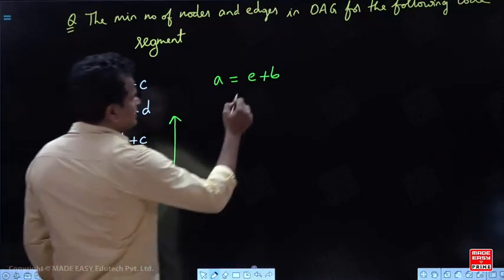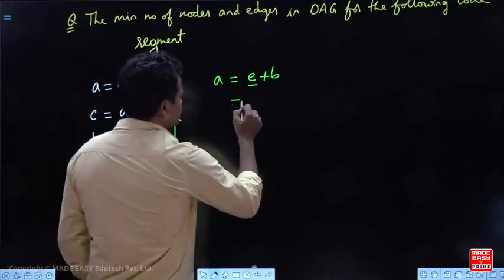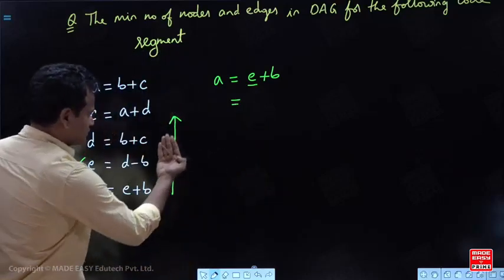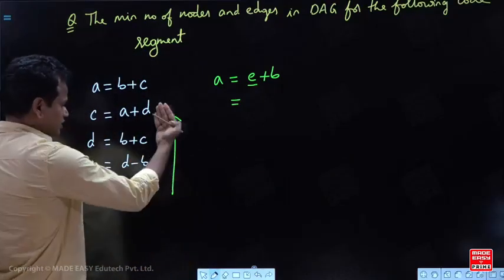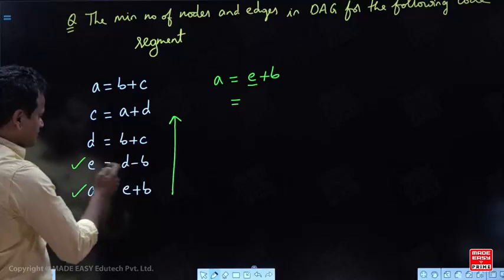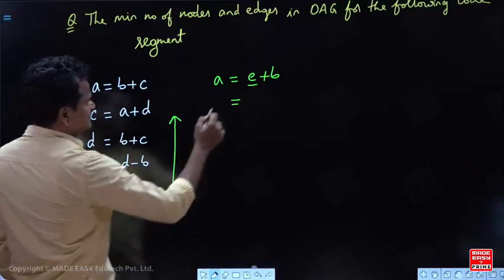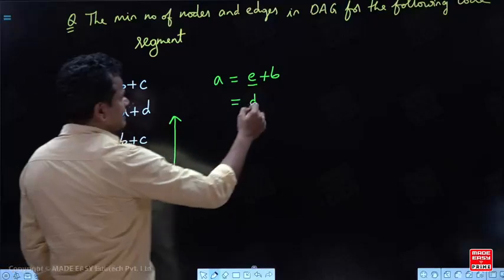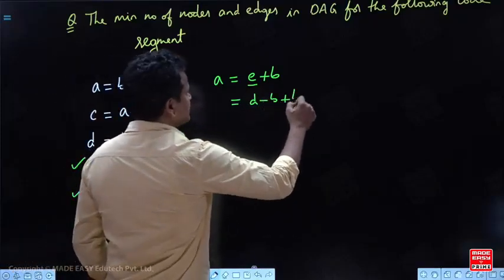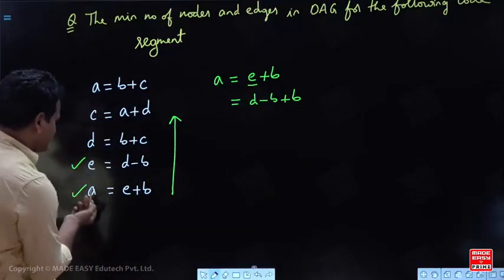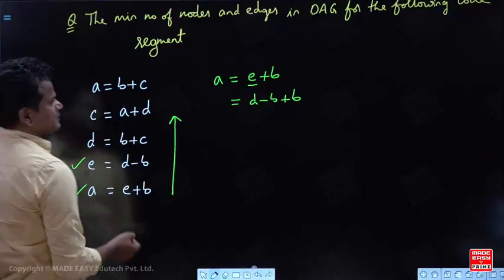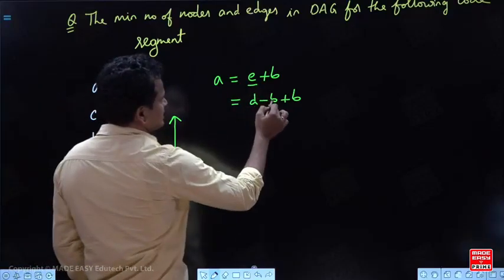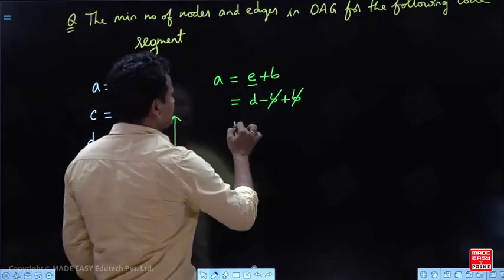D minus B. So in E place, when you are going from bottom to top, take the last one. Then next one is E. What is E? D minus B. So in E place, we will substitute D minus B. Do you understand, guys? After A, next value is E, which is D minus B. I have substituted D minus B, and minus B plus B will be cancelled.